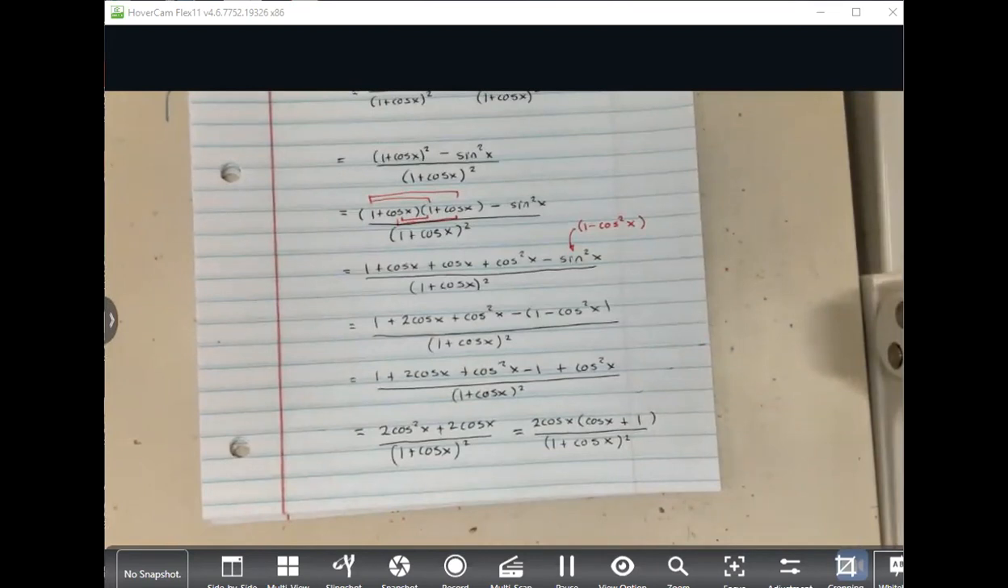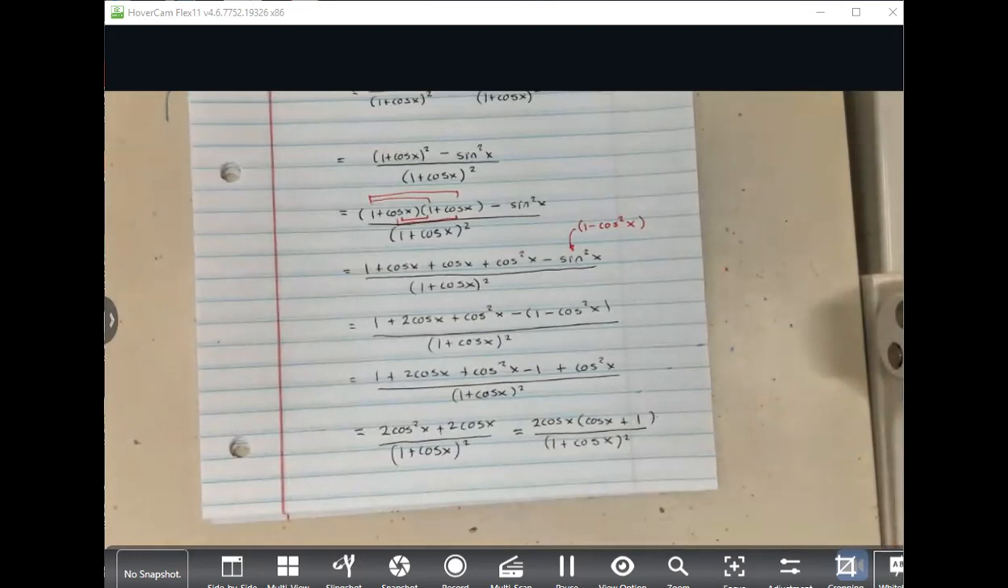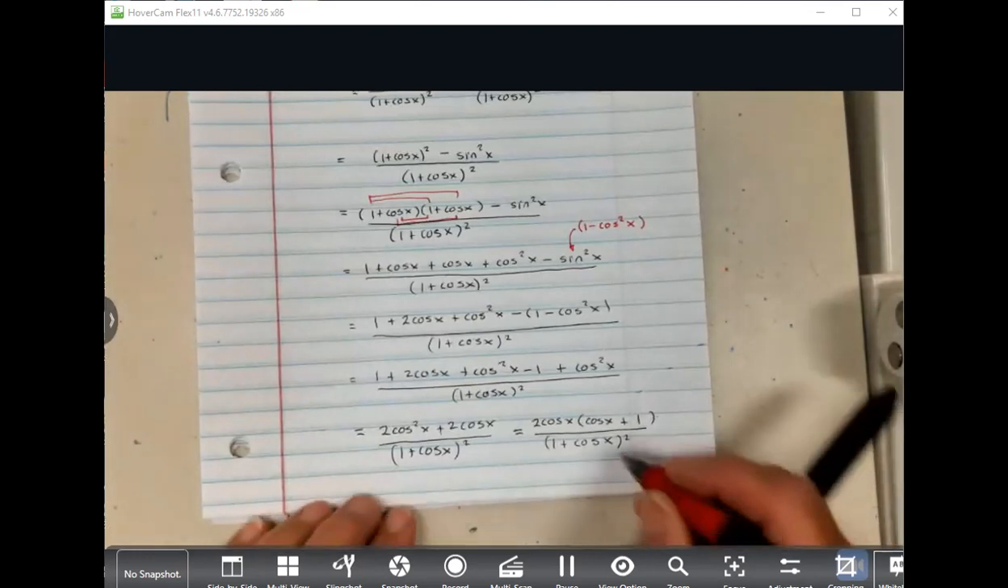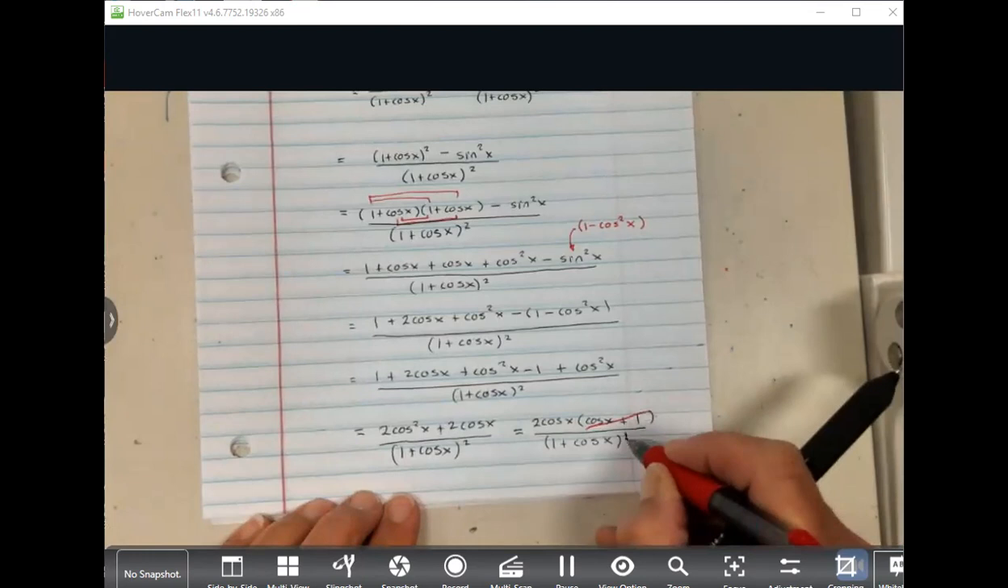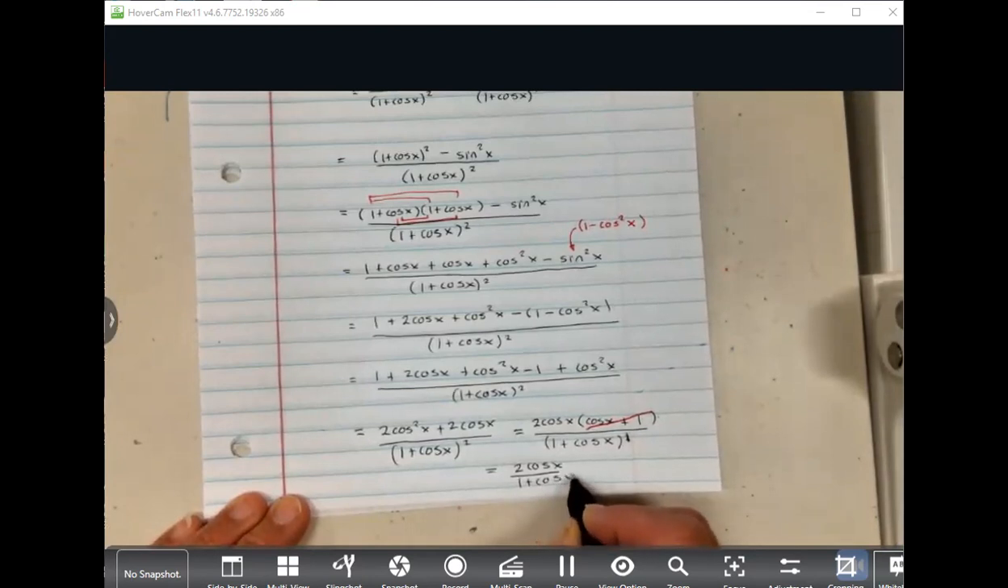So we're just about there. 1 plus cosine of x is the same as cosine of x plus 1. So I have a common factor on the top with the bottom. I'll cancel one of them, and then we've got it. That cancels with one of those, and we have this written as 2 cosine of x divided by 1 plus the cosine of x.